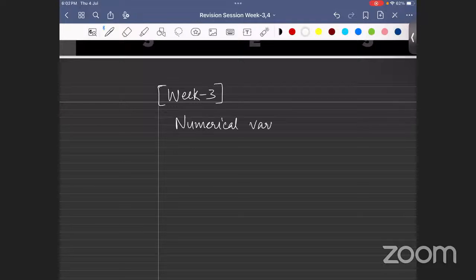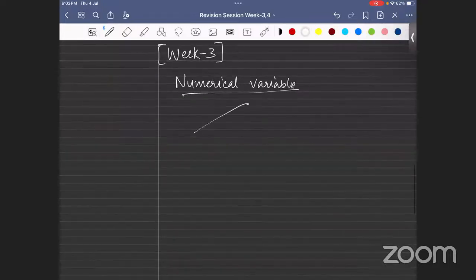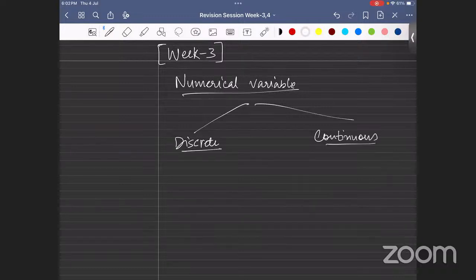In this numerical variable, you can basically have a discrete one and the continuous. I guess you're already aware of what a variable is. These are basically the features that you get whenever you have data points. The features are generally the variables, those features whose values generally vary.